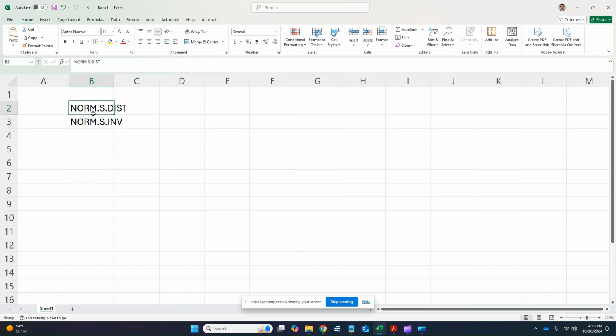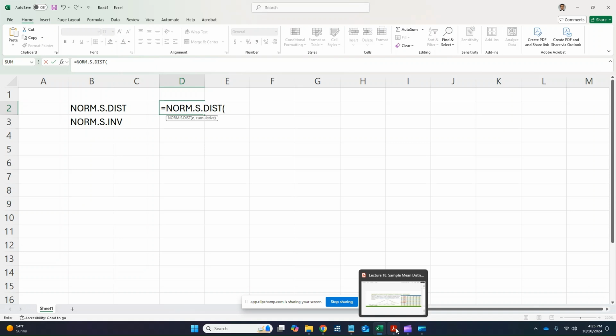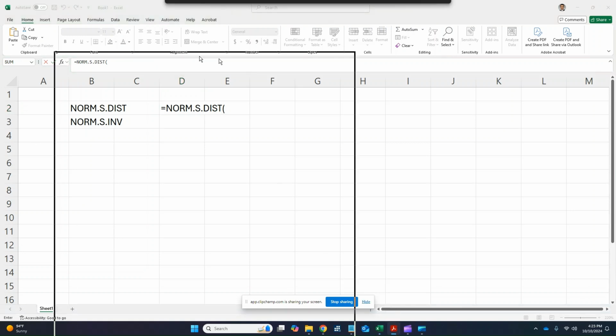So norm.s.dist, as in standard normal distribution, and norm.s.inv, the standard normal distribution's inverted value. If I type norm.s.dist, it's asking me for a z-score and whether it's cumulative or not. So let's check one of our examples from lecture 8.